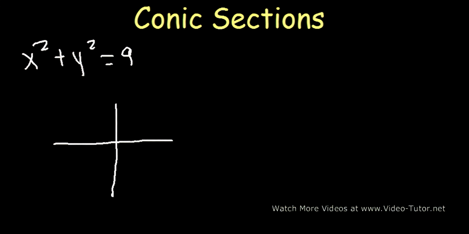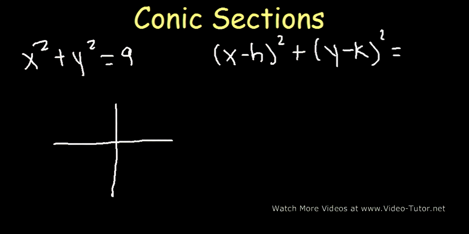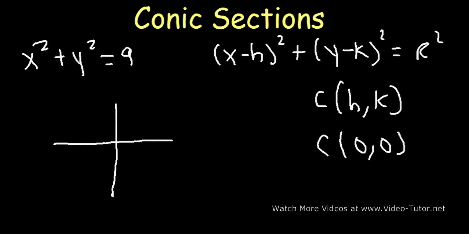Let's say we have this equation, x squared plus y squared equals 9. This is a circle, but how can we graph this circle? The standard equation for a circle is (x minus h) squared plus (y minus k) squared is equal to r squared. The center of the circle is h comma k, but there's no h and k in this problem, so the center is based on the origin. It's 0, 0. Now r squared is basically 9.